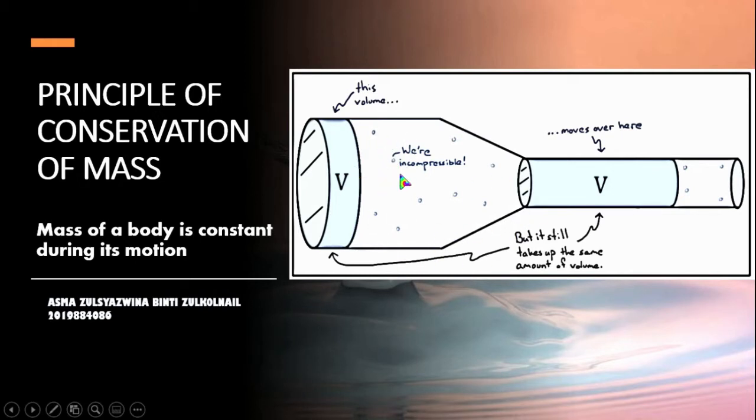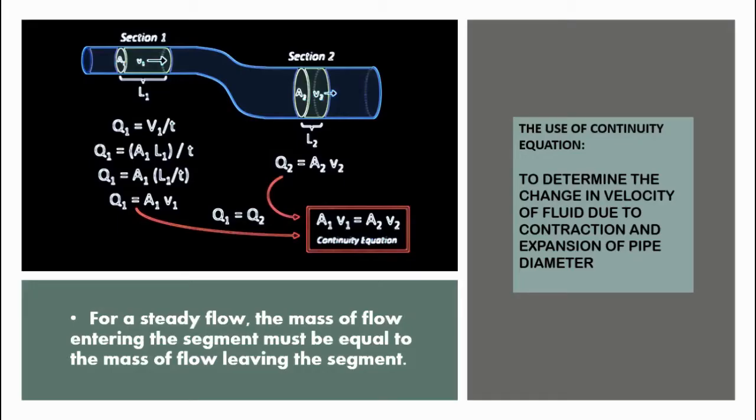At the inlet here, there is a volume entering with a big diameter and size of segment, and it moves over here and enters a smaller diameter and size of segment, and then it leaves the outlet, but it still takes up the same amount of volume here and here, even though it enters and leaves from different sizes of shape. So it proves the statement here, which is for a steady flow, the mass of flow entering the segment must be equal to the mass of flow leaving the segment.